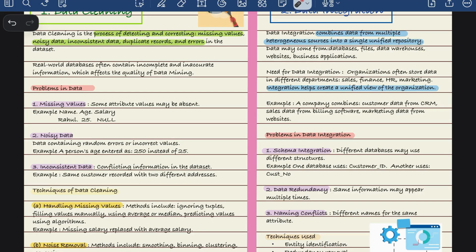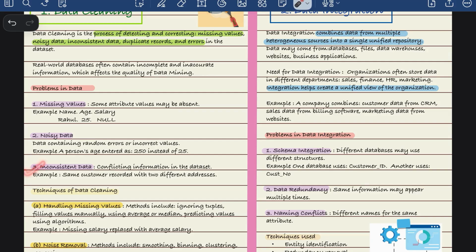Then we get the noisy data that contains random errors and incorrect values. If you see a person's age written 250, it is not possible, right? It might be 25, or he or she might have entered it wrong. So this kind of data, outliers, also affect us if we do not clean them.